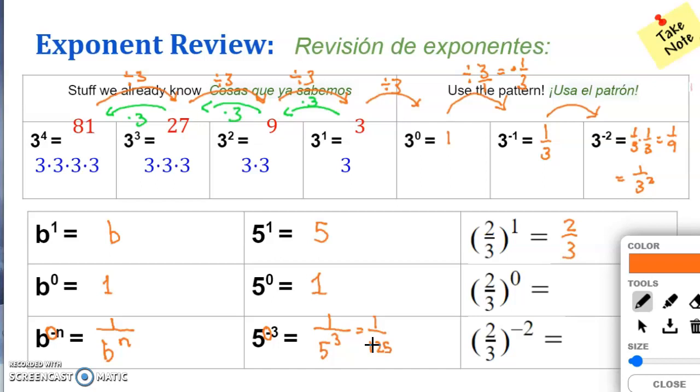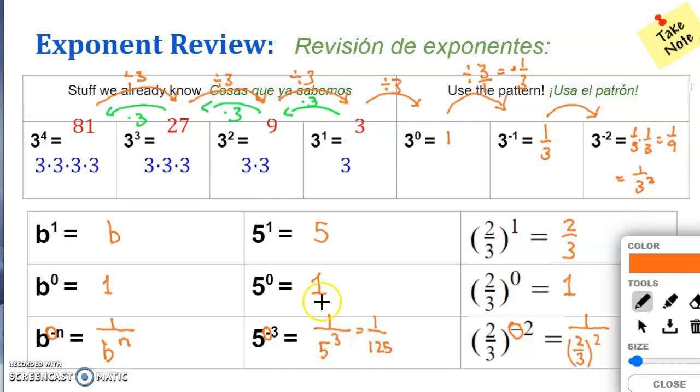What about 2 over 3 raised to the power of 0? Remember, it doesn't matter how complicated this number is. Anything raised to the power of 0 is always going to be 1. And then 2 over 3 raised to the power of negative 2. Remember, to get rid of the negative sign as exponent is to put it as 1 over everything. That's going to be 2 over 3 raised to the power of 2.